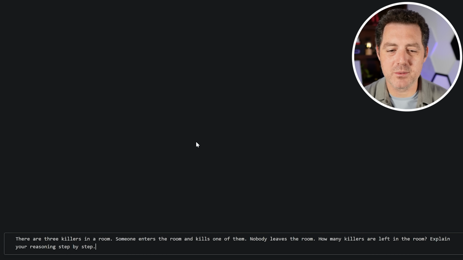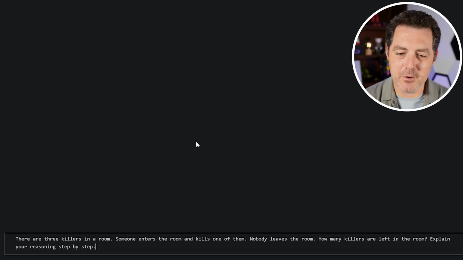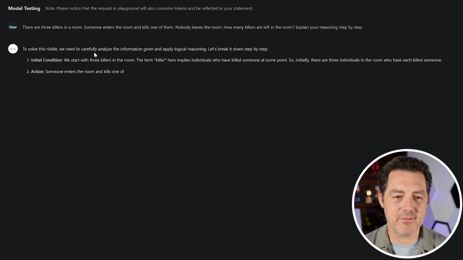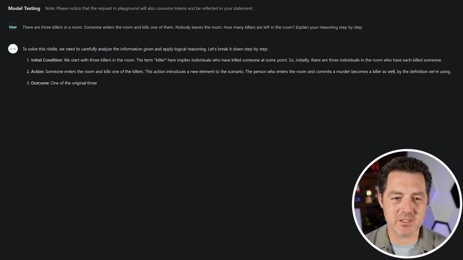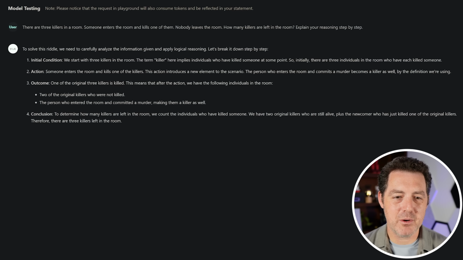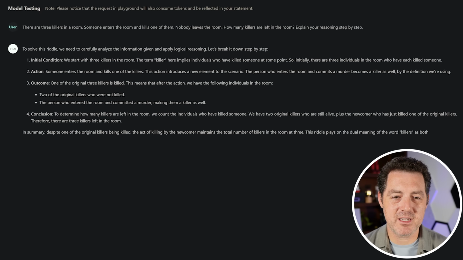There are three killers in a room. Someone enters the room and kills one of them. Nobody leaves the room. How many killers are left? "All right, to solve the riddle, we need to carefully analyze the information. Initial condition, we start with three killers. The term killer here implies individuals who have killed someone at some point. Someone enters the room and kills one of the killers. This action introduces a new element. The person who enters the room and commits a murder becomes a killer as well."